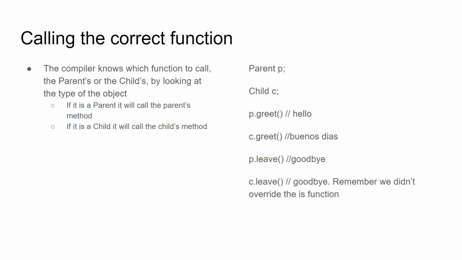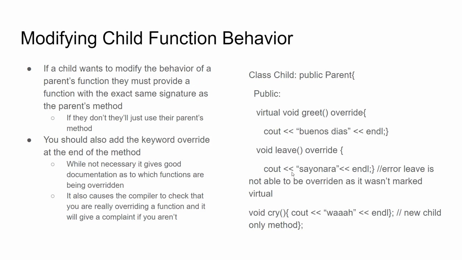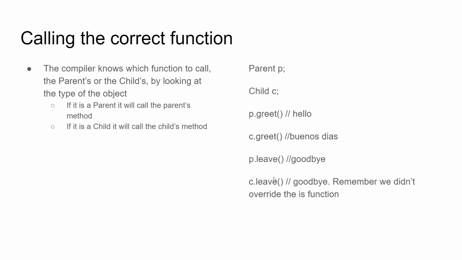So the compiler knows which function to call by checking that object's type. So if it's of type parent, it's going to call the parent method. If it's of type child, it's going to call the child method. So if I do p.greet, since it's a parent, we'll do hello. c.greet, buenos dias, p.leave, goodbye. And then c.leave, goodbye. Again, we're assuming that this function over here is gone. We didn't do it. So we would call our parent's method because we don't have one. But we inherited that from them.